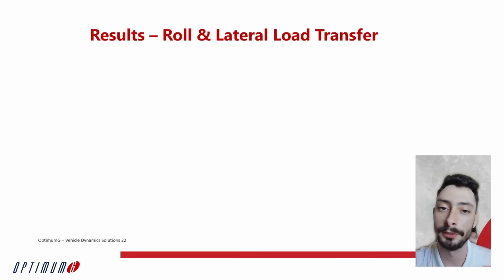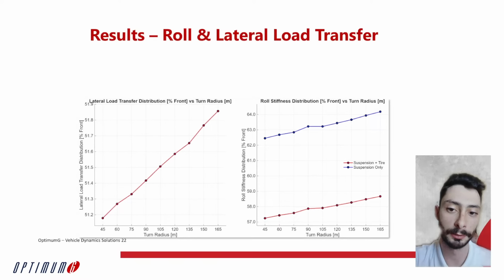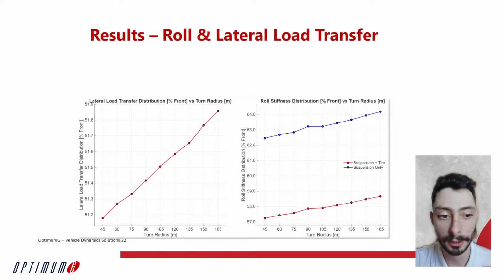Then continue on the aspects of the stiffness of the car. Here we're going to talk about a little bit of roll and lateral load transfer. As we saw earlier, one of the things that is being optimized on the car is the lateral load transfer distribution that we have available. And this is the behavior that the algorithm found to be the fastest.